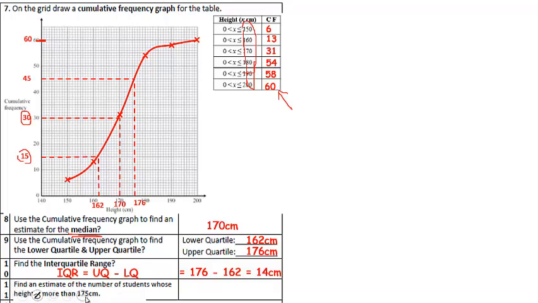Question 11 is usually the last part of an exam question. Find an estimate for the number of students whose height is more than 175 centimeters. So you need to find 175 centimeters on the graph. Go up to the curve, go across, and find the value that it comes off at. And that value is 42. Now, a lot of you write 42 as your answer, and that's not right. The question was to estimate the number of students whose height is more than 175. So more than means greater than this, and greater than this goes up to the highest value. So what's the size of that gap? The size of that gap is 60 take away 42, which is 18, and that is your answer.